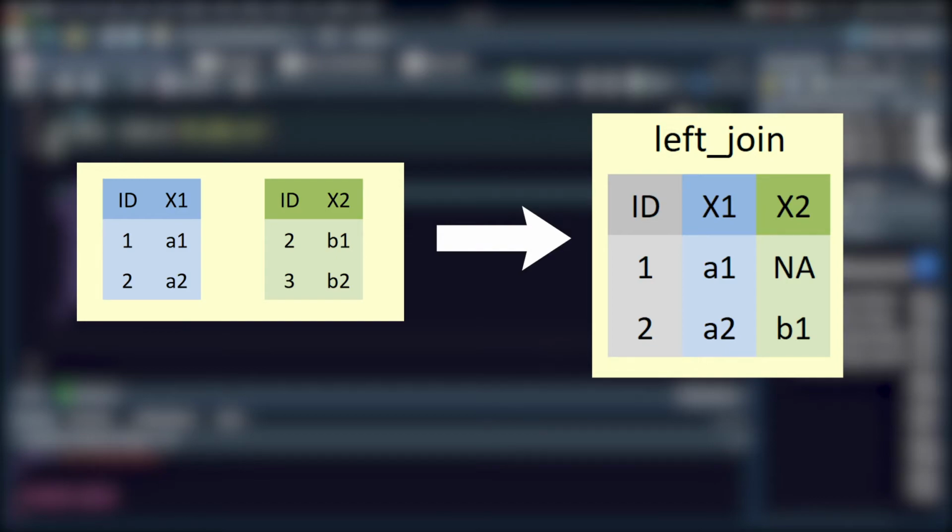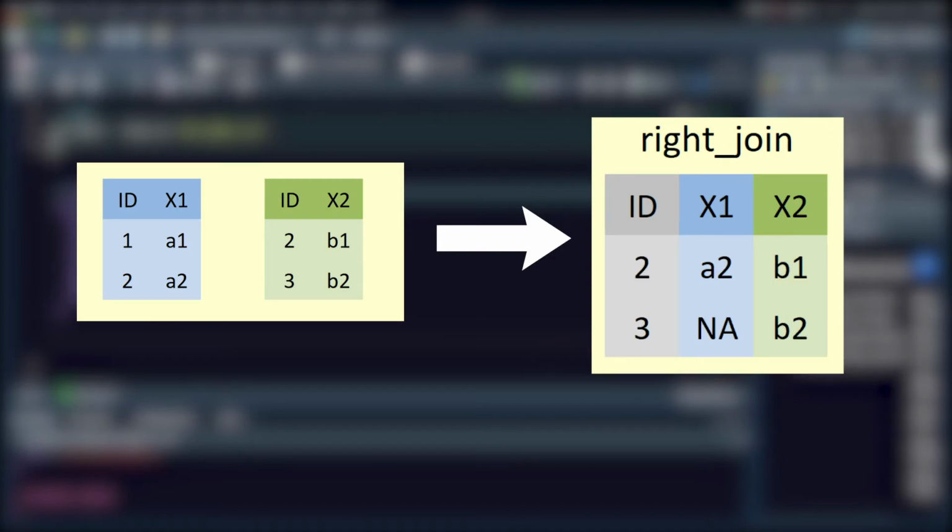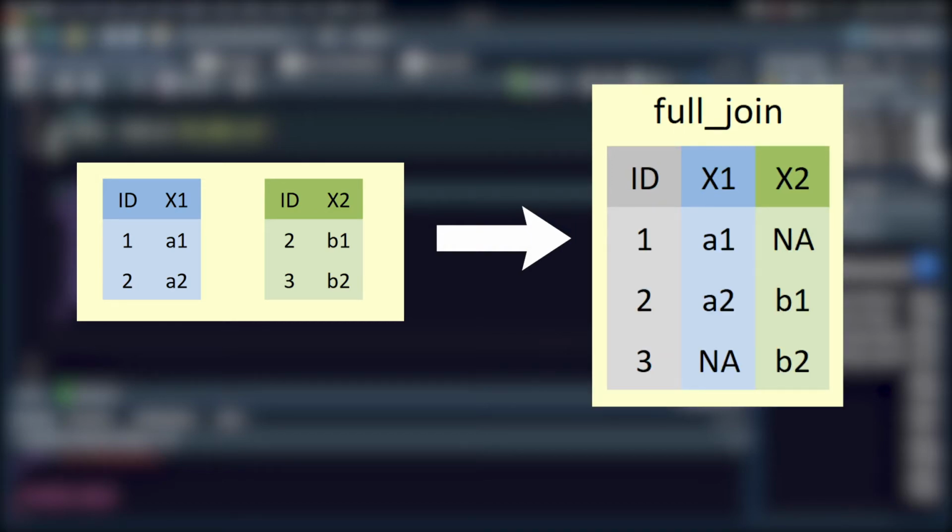So your merged dataset will still have all the rows of the first table, and then impute null values in the columns of the second table if there's no match. The right join or right outer join is essentially the same thing as the left join, but it retains all the rows in the second table and only keeps the rows in the first table that match the condition. And then the full join or full outer join retains all rows in both tables.